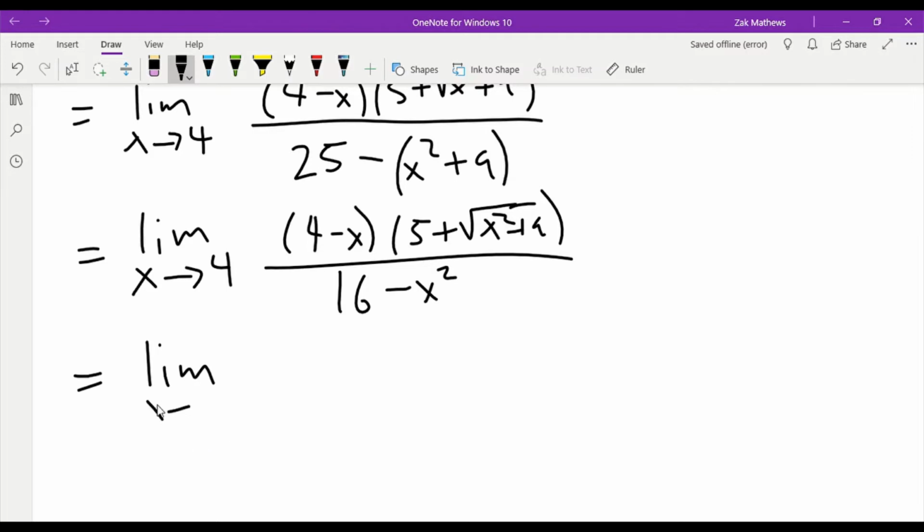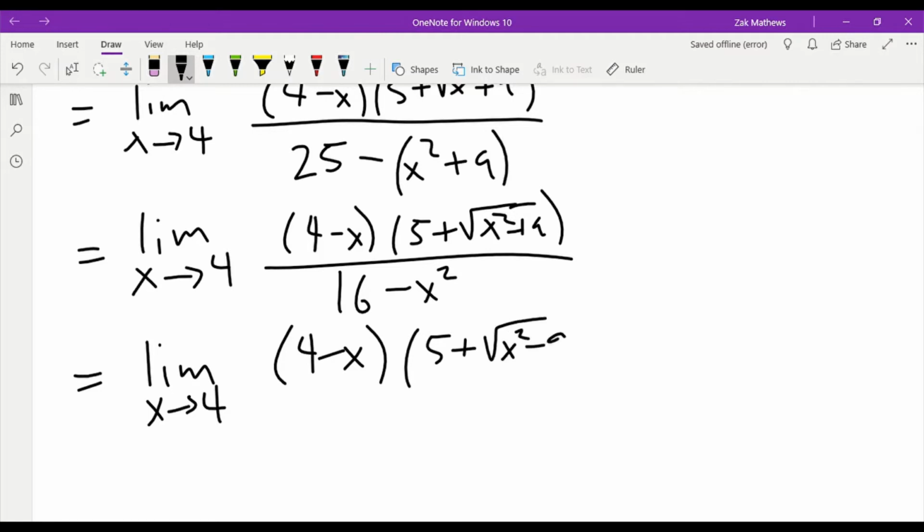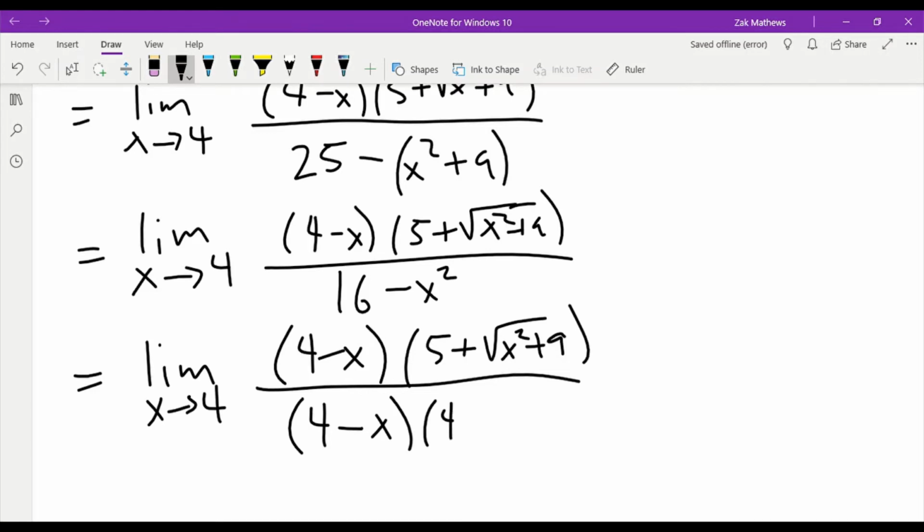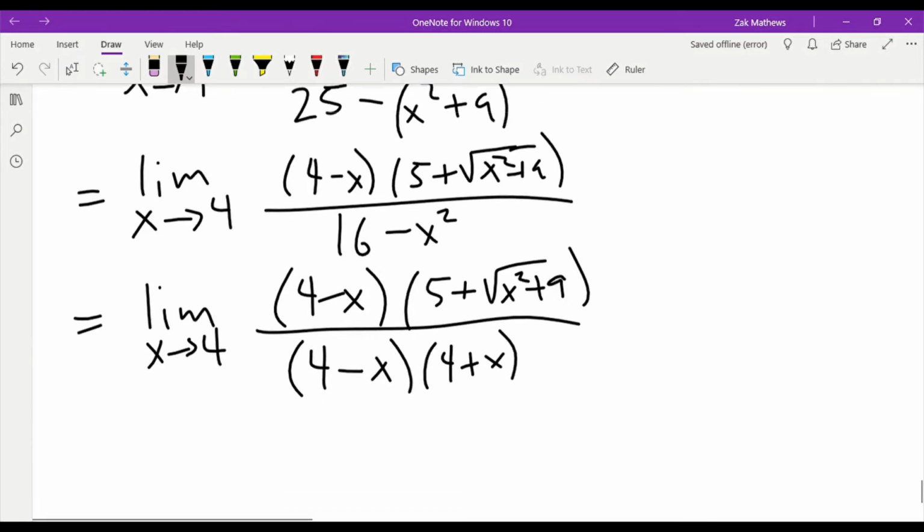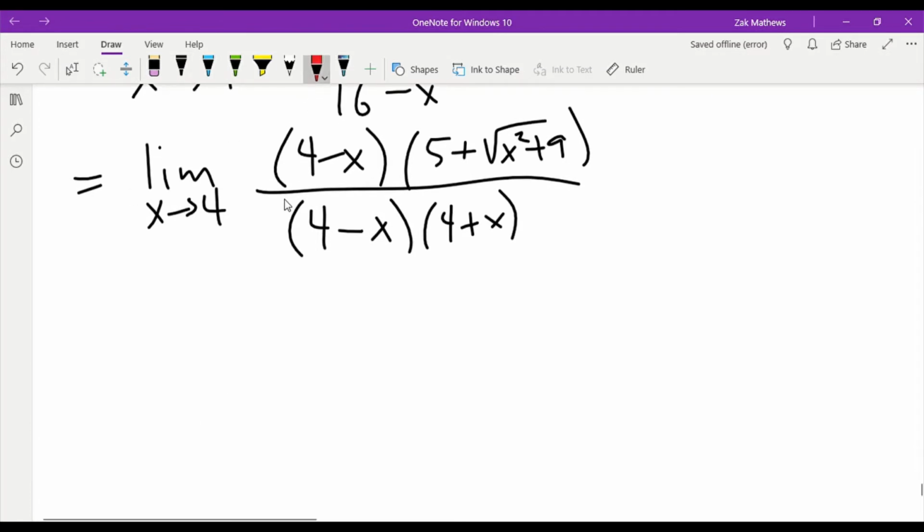So we have our limit as x goes to 4. And we still have the 4 minus x in the numerator. We have 5 plus the square root of x squared plus 9 in the numerator. And then when we factor the difference of squares, we're going to have the square root of 16, which is 4, minus x. And we have the square root of 16, or 4, plus the x. And now we see that those factors do in fact match, so they will cancel. That should cancel off that problem of 0 over 0.